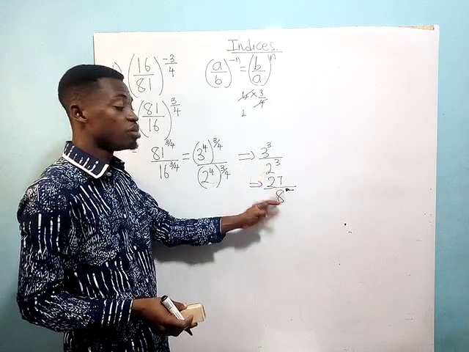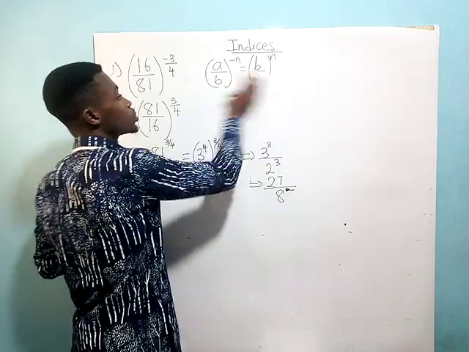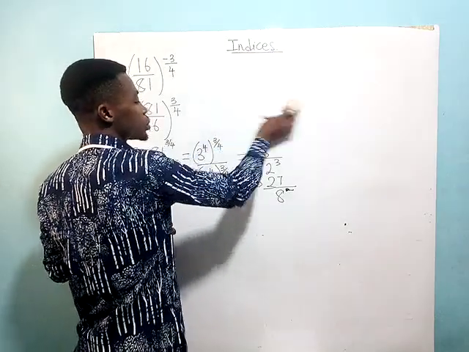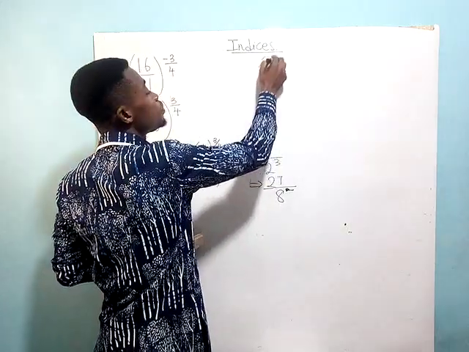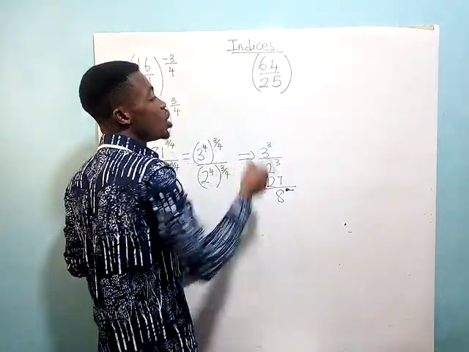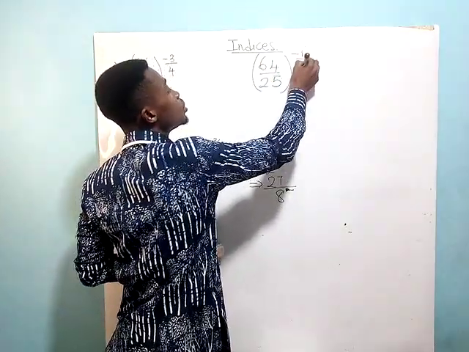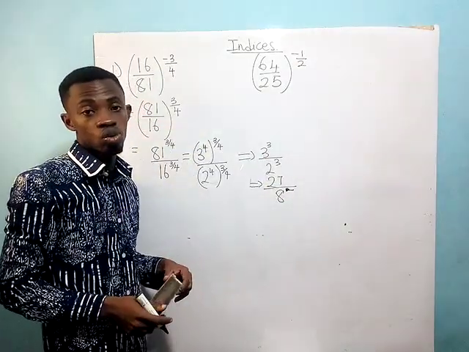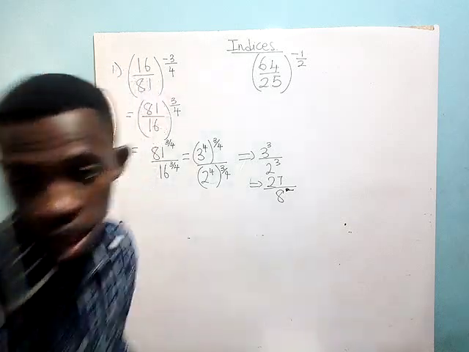You can continue and break this one down. Let's take a second question. We have 64 over 25, all raised to the power -1 on 2. So you pause the video and you try the question.